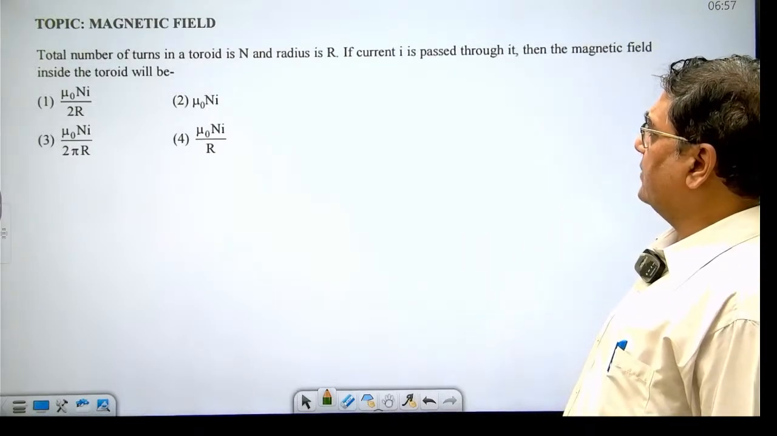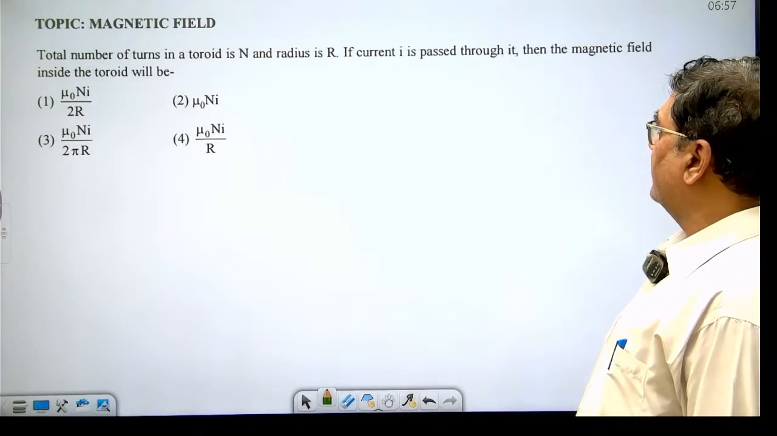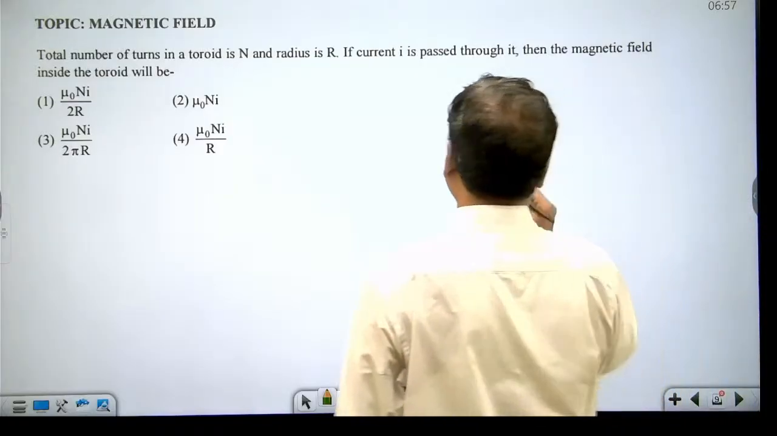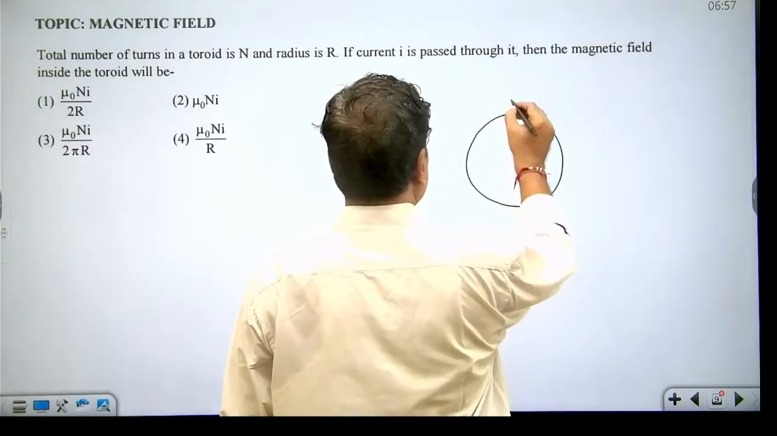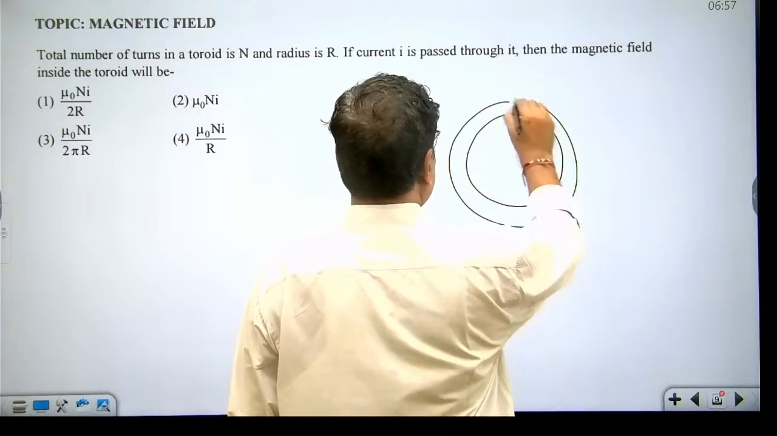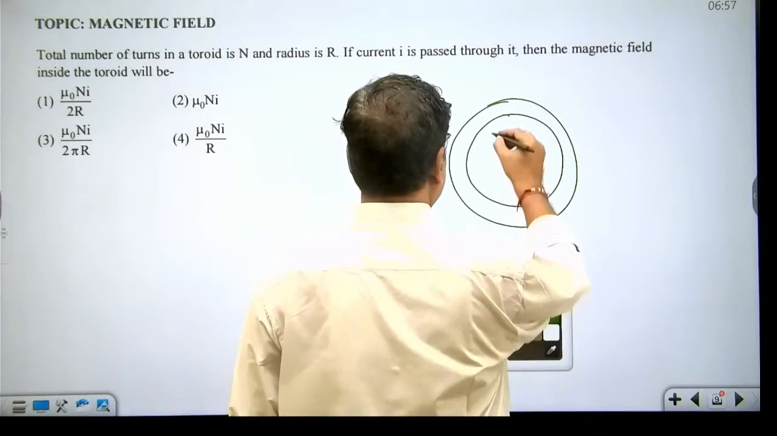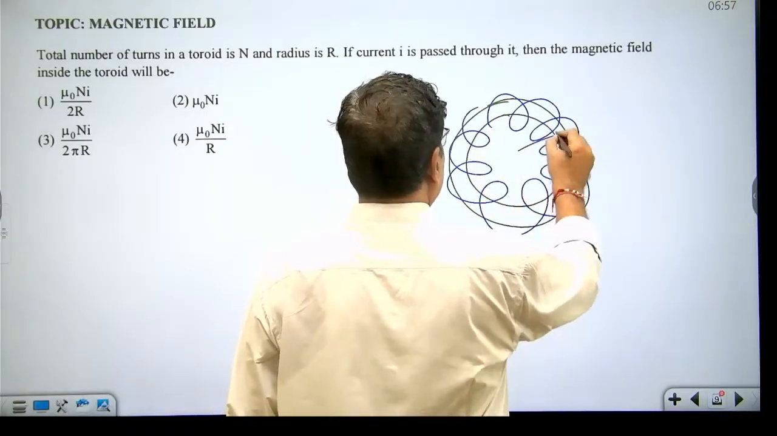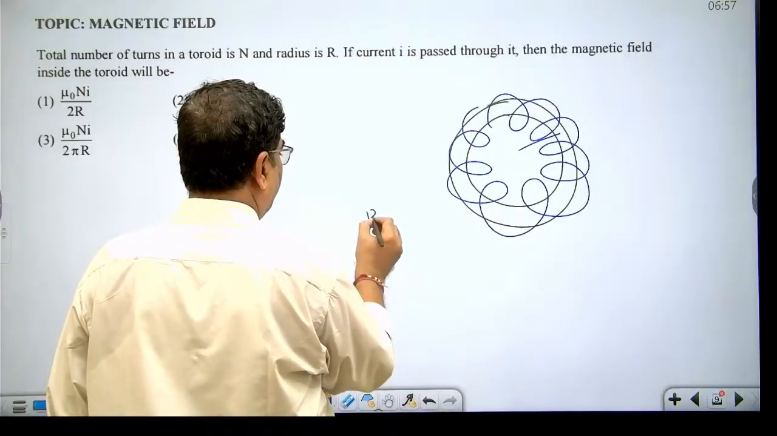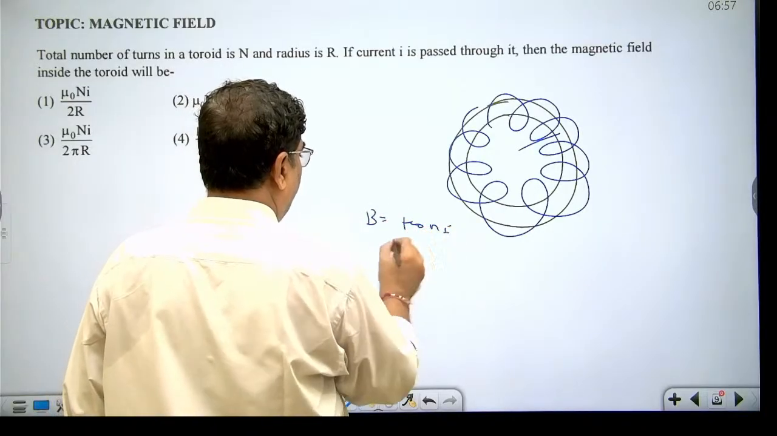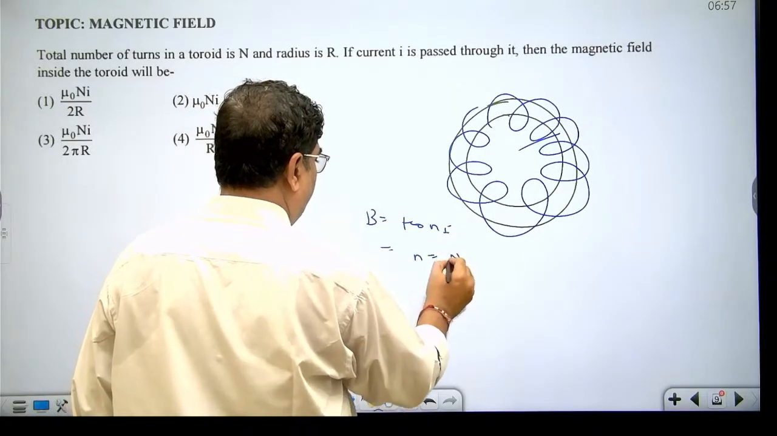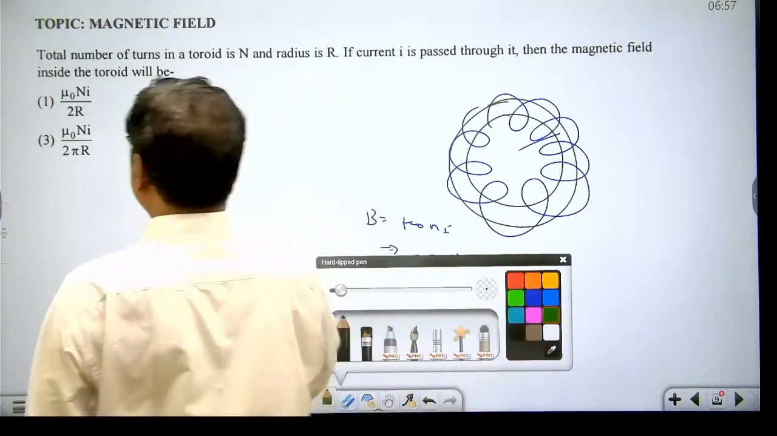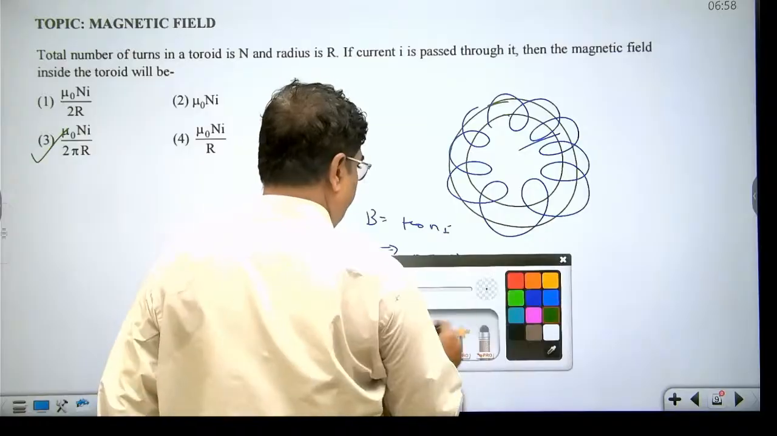The total number of turns in a toroid is capital N and the radius is r. If current I is passed through it, then the magnetic field inside the toroid will be. When the solenoid is closed, with both ends joined, it becomes a toroid. A closed solenoid is called a toroid. Inside a toroid, the magnetic field is B equal to mu 0 n I, and n equal to N upon 2 pi r. So dear student, out of four choices, the correct answer is option 3.